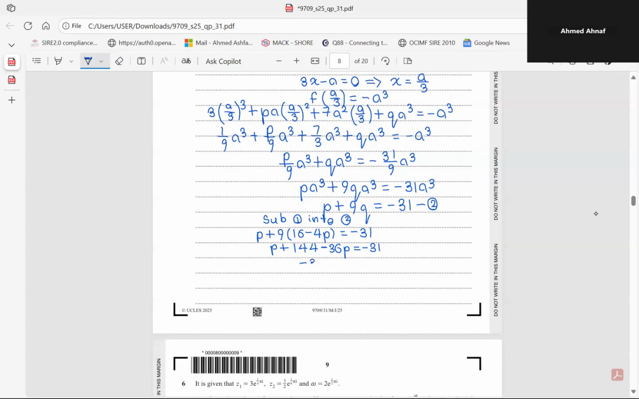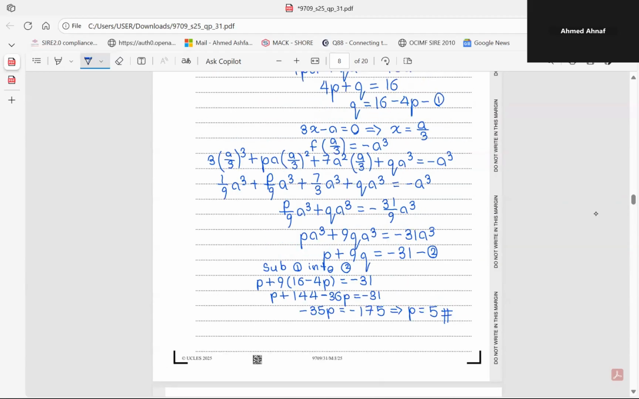Okay, minus 35p. And then let's move all the constants to one side. So deducting 144 on both sides, we have minus 31 minus 144. That's minus 175. And then p would be equal to negative 175 divided by negative 35, which is 5. So this is our first solution.